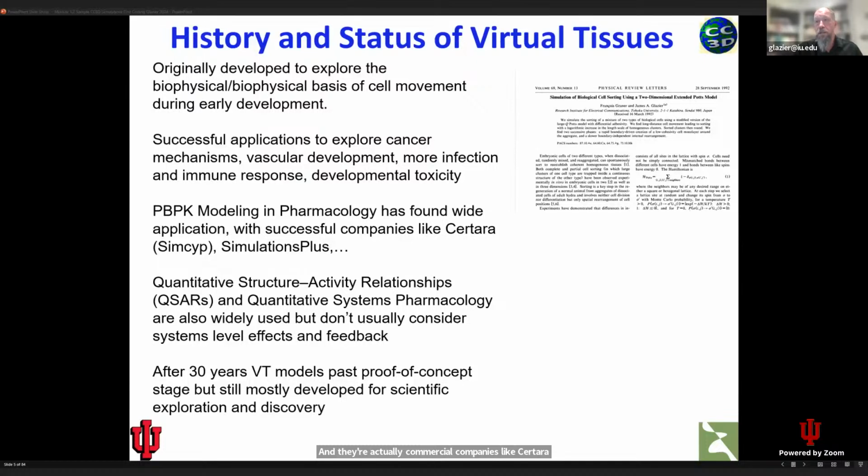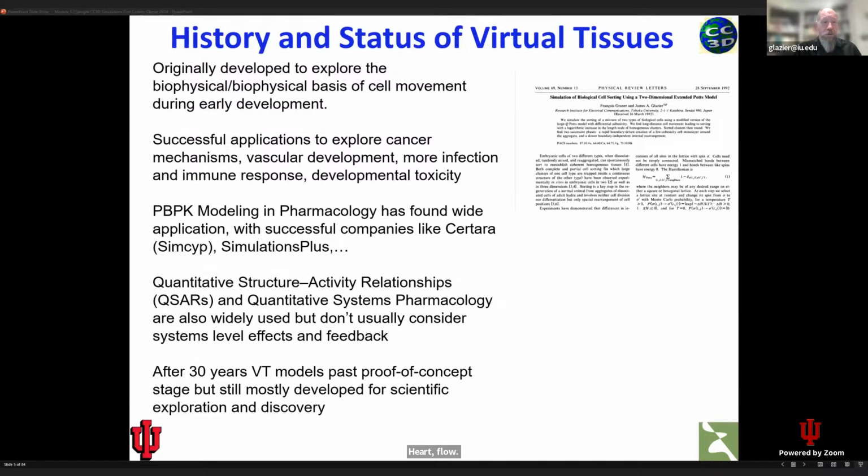Quantitative systems pharmacology is another area in which computation is used a lot. That works mostly at the molecular level, doesn't consider feedback so much. And there are companies that do solid mechanics simulations, for example, for diagnosing embolisms and aneurysms, like HeartFlow, which have been very successful.